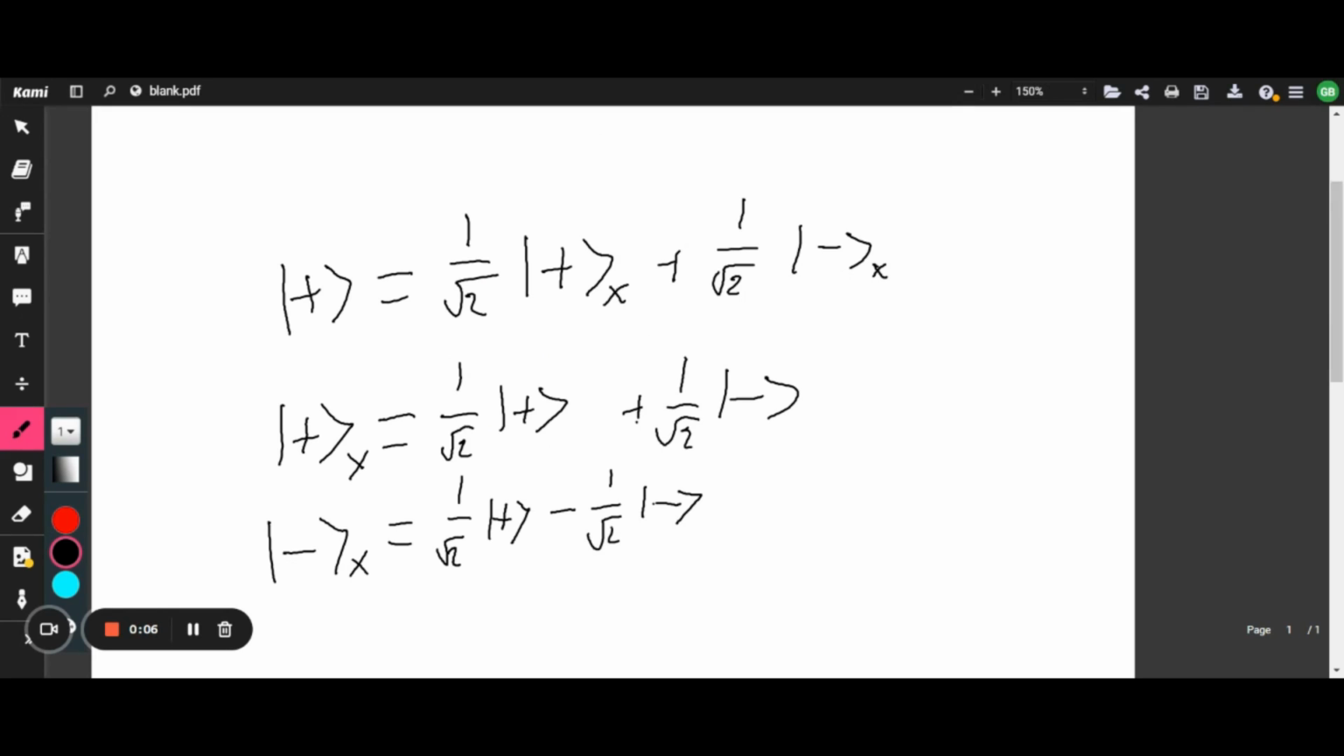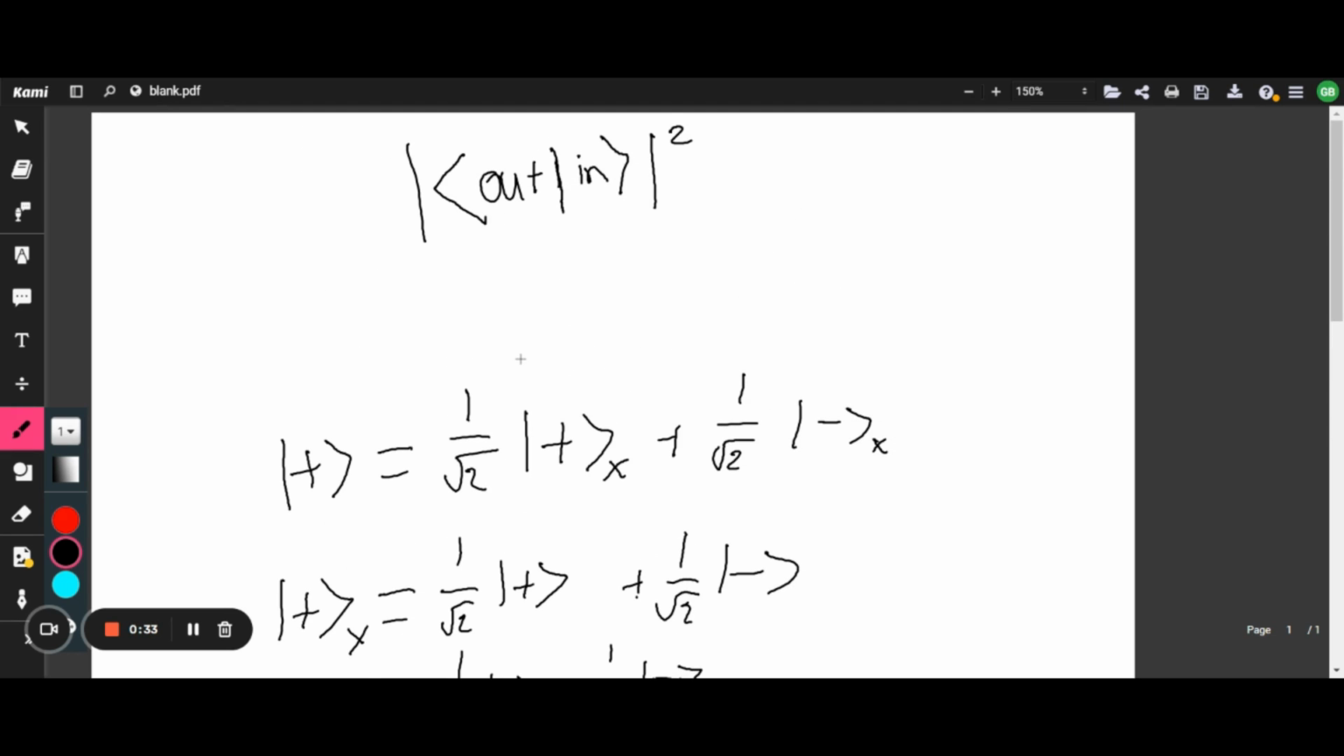Likewise, we can rewrite the spin down in the x direction as components in the z direction as 1 over square root of 2 spin up minus 1 over square root of 2 spin down. So for spin down ket vectors, instead of having the second half, the 1 over square root of 2 spin down, as an addition, you have to use a subtraction.